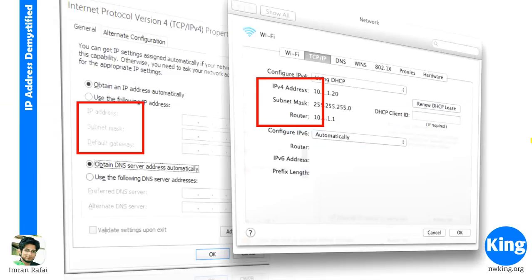Most of us have seen this screen. A Windows user would have seen the screen on your left, and a Mac user would have seen the screen on your right. This is where you do all your IP address configurations, and most of us just copied whatever addresses, subnet masks and default gateways were given to us by an administrator or a colleague, and really didn't know what those numbers meant. But this video today will explain what an IP address is and how they work.